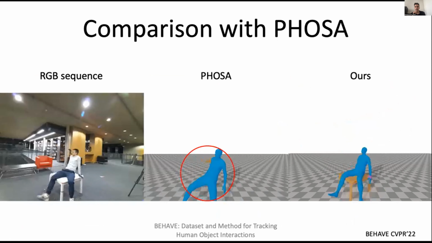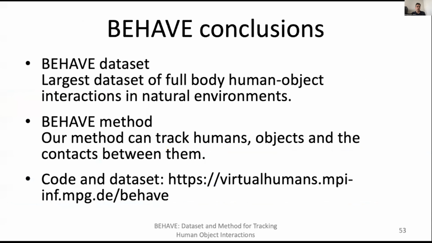So the conclusions are that the BEHAVE dataset is the largest full-body human object dataset featuring interactions in natural environments. With the BEHAVE method, now we can track humans, objects, and the contacts between them. And the code and data is available at the following website. If you're working in this area, I really encourage you to have a look at it. And if you have doubts, just contact us.